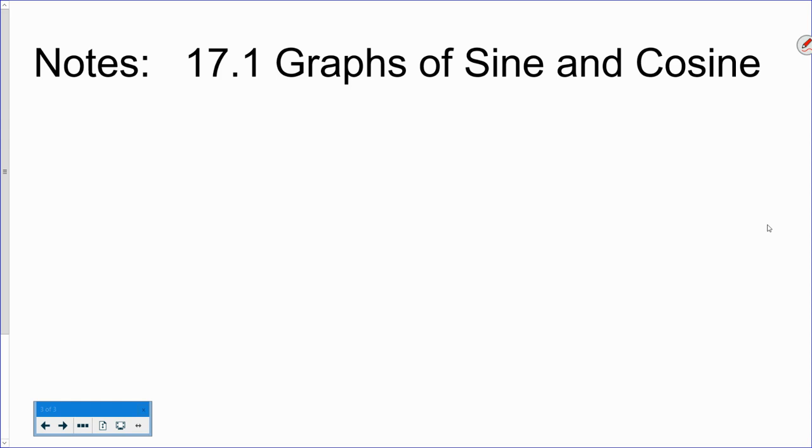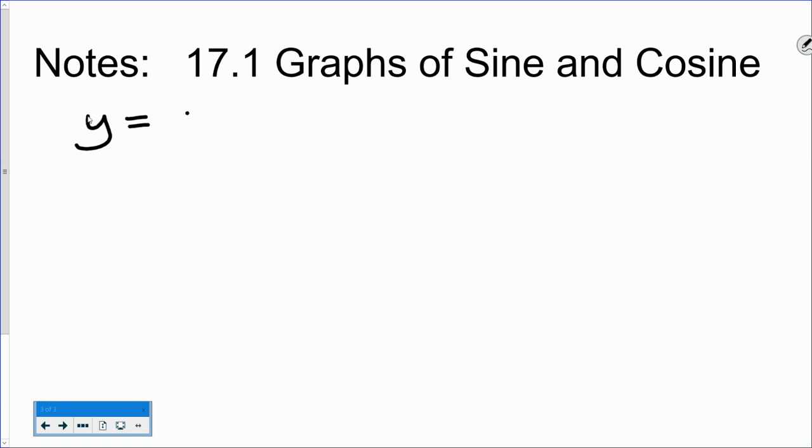All right, today's lesson is 17.1, graphs of sine and cosine. This will be your last formal trigonometry lesson for the quarter. All right, so talking about what a graph would look like for sine and cosine, no worries, you won't need graph paper. This will all be done by hand.